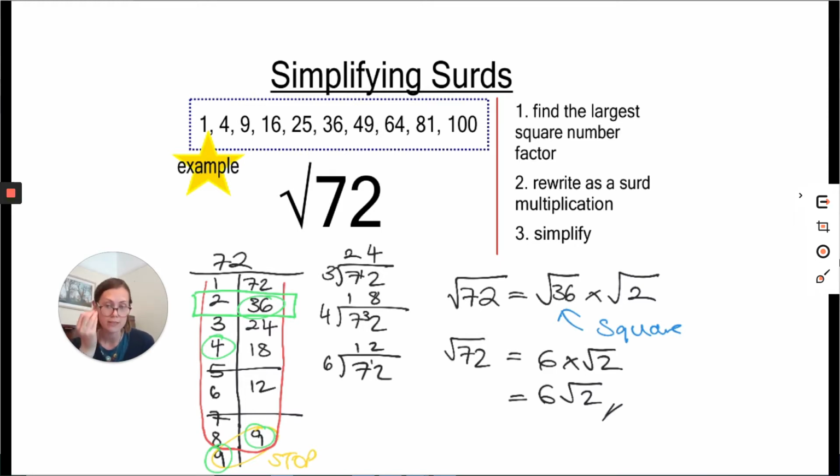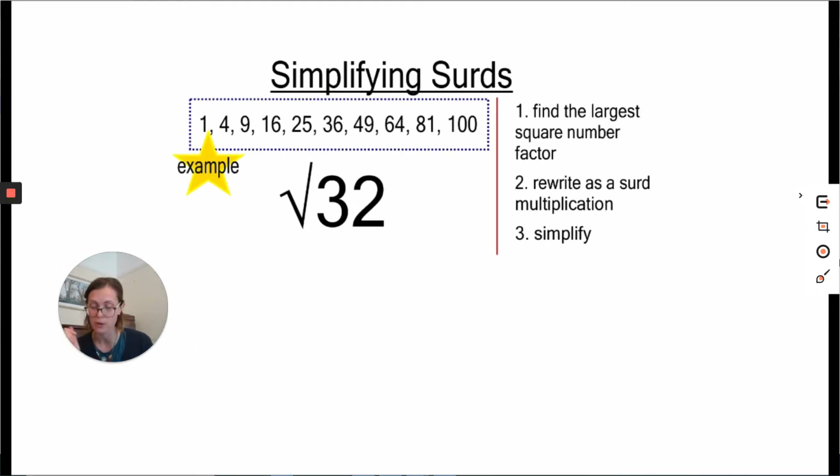Okay, now if you're still completely confused, I've got one more example for you. If you're happy with that method and want to have a go at one on your own so you can check, pause now. Otherwise, just watch this one more through before you have a go at some questions yourself.